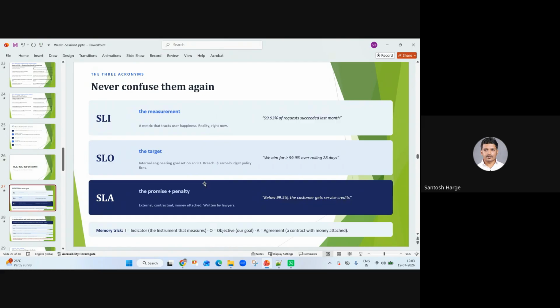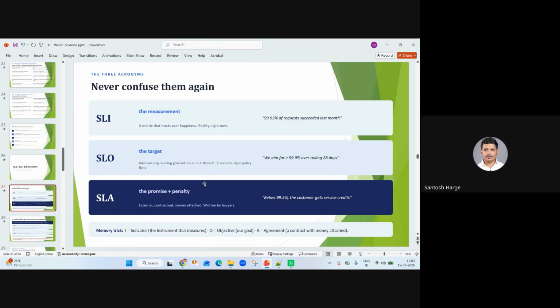So SLI is nothing but the measurement, that is, how the end user is experiencing the service. If your application is 99.9% up, that defines the user happiness right now. That is the experience to the user: your application is up, and 99.99% of the time your requests are successful.